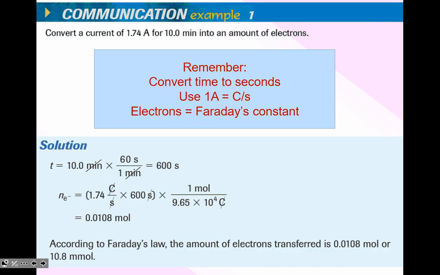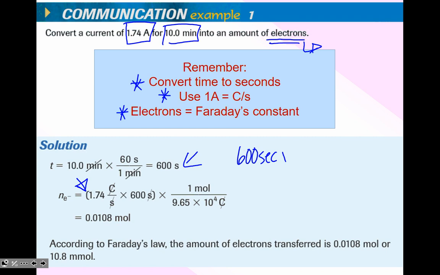So, here's another example. Convert a current of 1.74 amps, so this is what I know. I'm given some information. For 10 minutes, I have to change that to seconds, to the amount of electrons. What do we do? Faraday, because we're mentioning electrons. So remember, convert time to seconds. Use 1 amp is equal to 1 coulomb per second, and for electrons, Faraday's constant. So here's my time, and here's the textbook dumbness. 600 seconds times my amps, right? 1.74 coulombs per second.